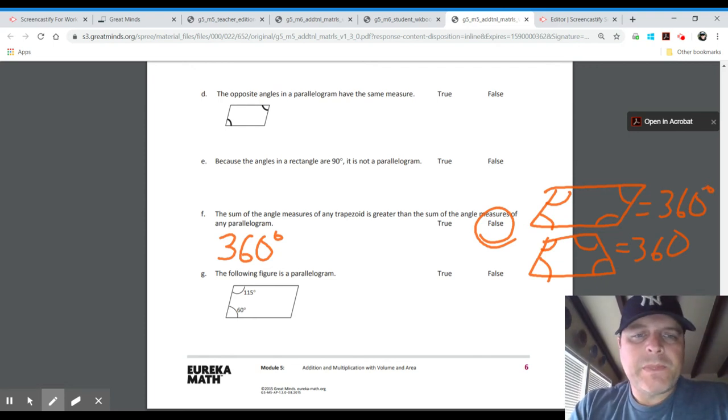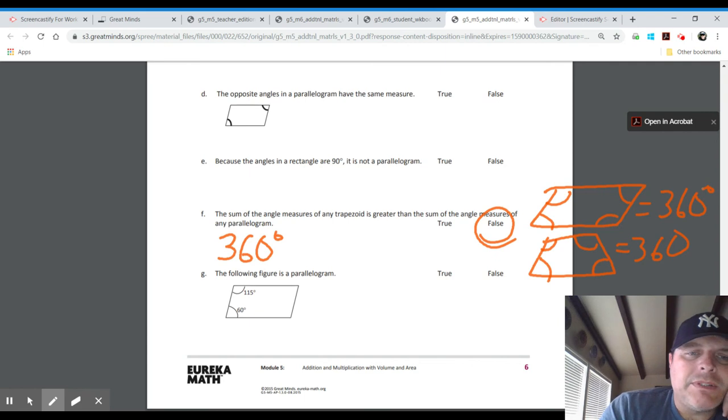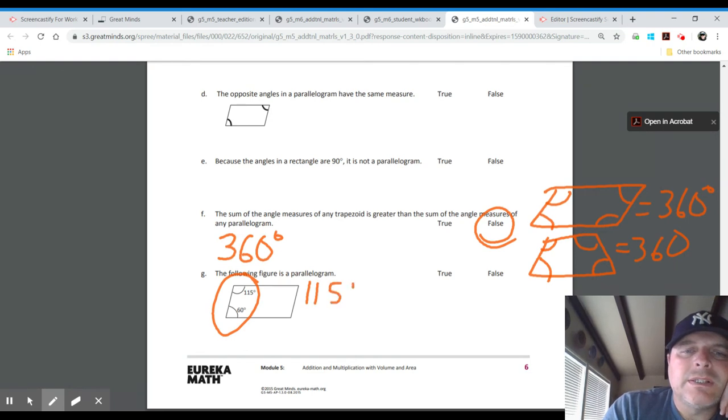All right, here we go. The following figure is a parallelogram. It appears to be. So if you add up the two angles that are opposite of each other, they have to equal 180 degrees if it's a true parallelogram. So these two angles must be added, and they must equal 180 degrees. Let's see if that's true.